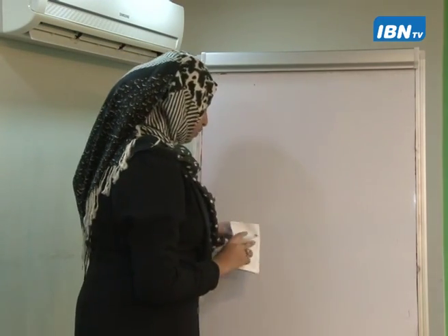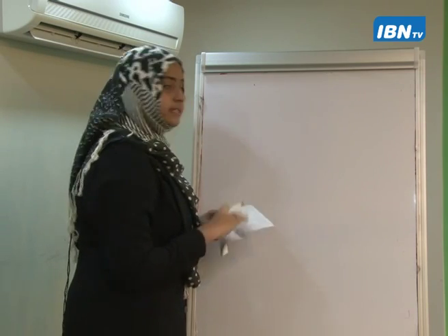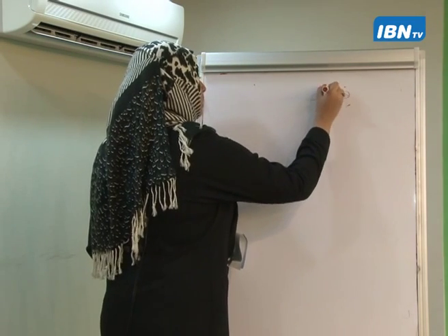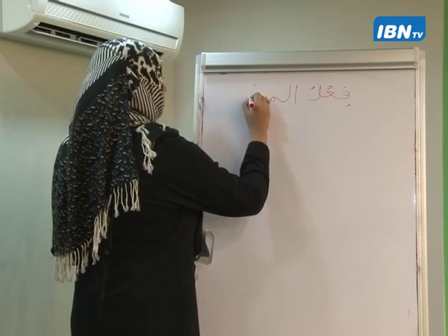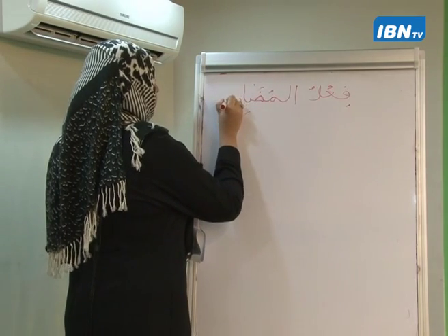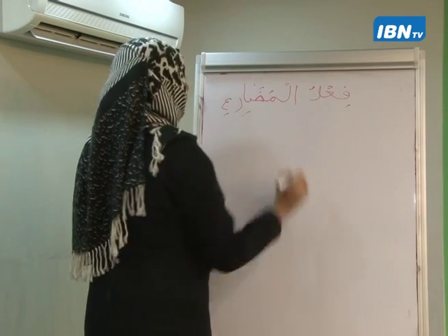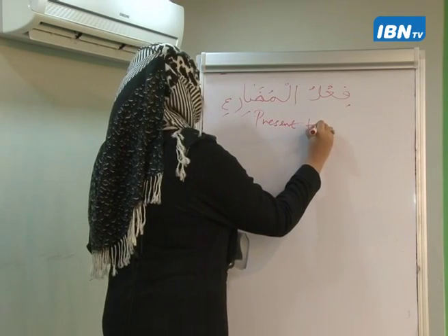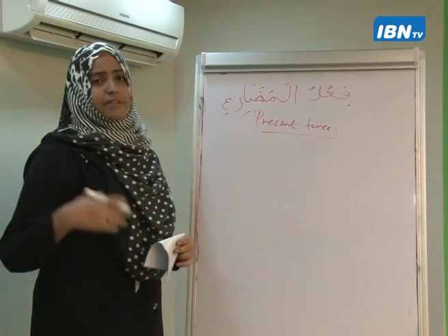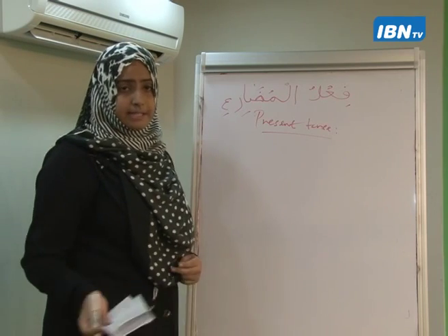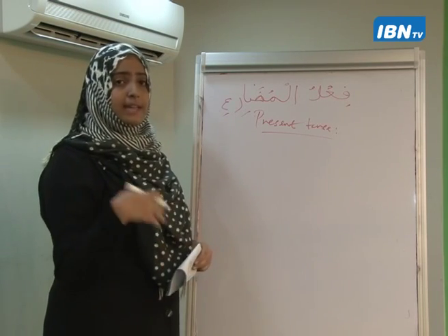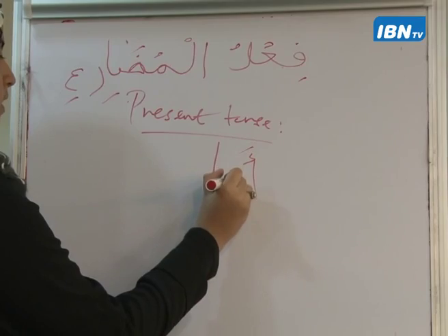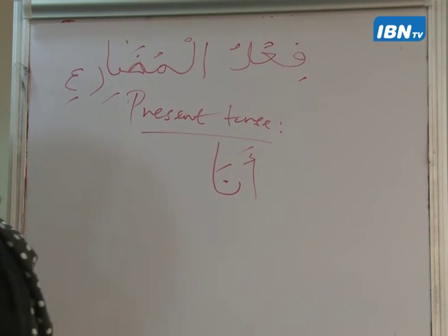So our topic for today is the present tense, which we call fi'lul mudari. Fi'lul mudari means present tense. We have actually covered huwa present tense, and we have finished with hiya present tense, the he and she. Now today we'll be looking at the first person present tense, ana. Ana, as you all know, is first person for I.